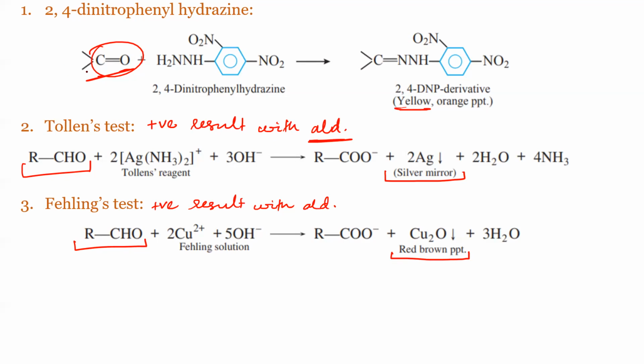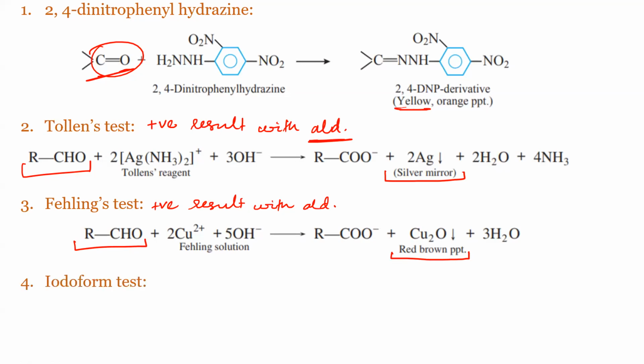The chapter is aldehyde, ketone, and carboxylic acid. So you are identifying a carbonyl compound. Now you know it can be either aldehyde or ketone. Then to test that, you will use the Tollens test. If the Tollens test is positive, it is an aldehyde. If not, it is a ketone. Then you will again do Fehling's test. If it gives a positive result, it is an aldehyde. If it does not give a red-brown precipitate, it is a ketone.